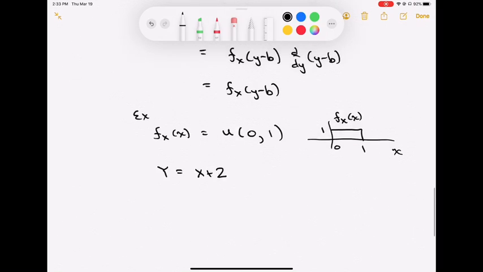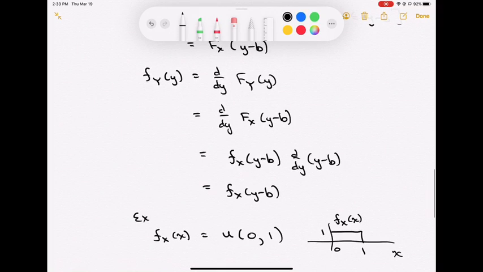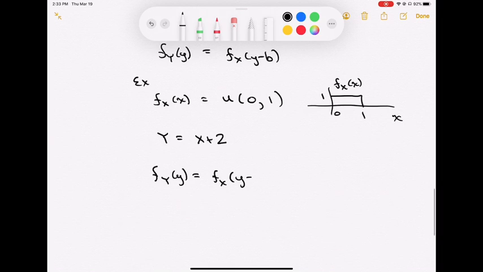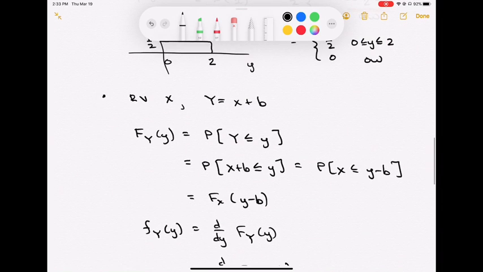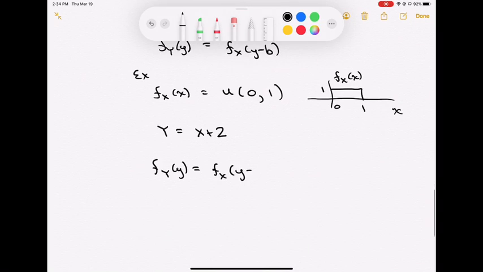Well, we had gone through all this effort before, and we saw the end-up distribution: f_Y(y) is just f_X(y minus b). So I have f_Y(y) being equal to f_X of y minus b. If we go back to the original, we had x plus b, and we ended up getting a y minus b. So my b here is 2. I'm just going to plug that in.